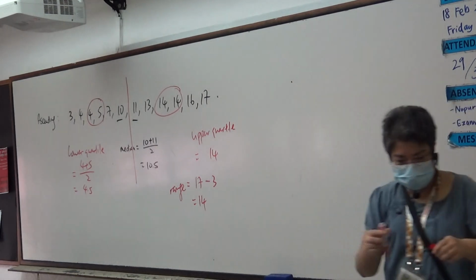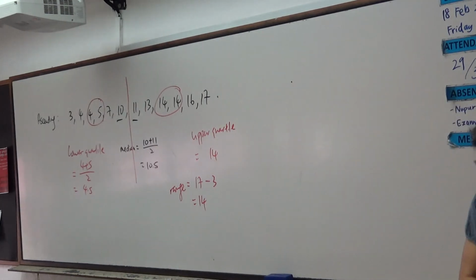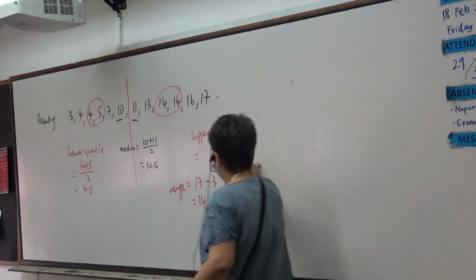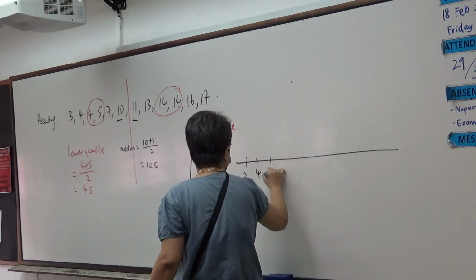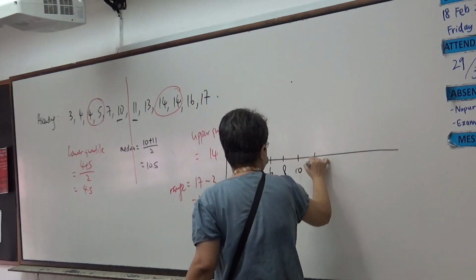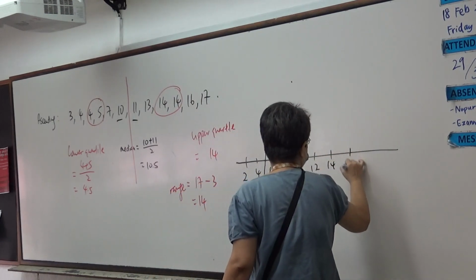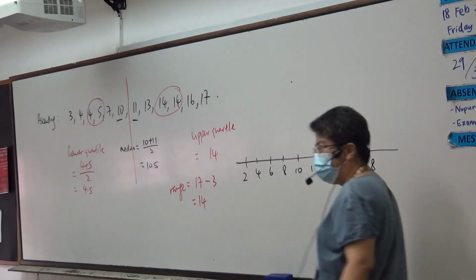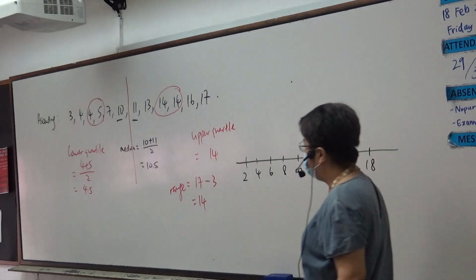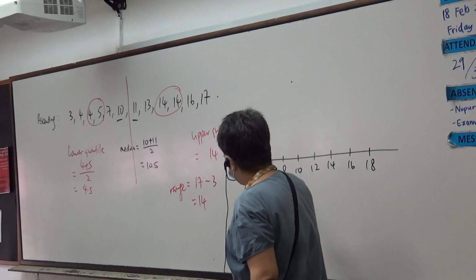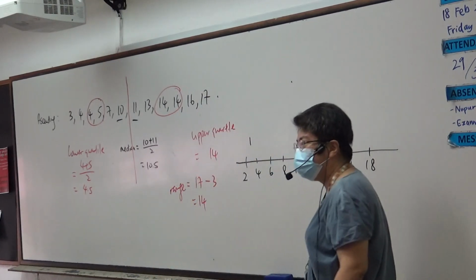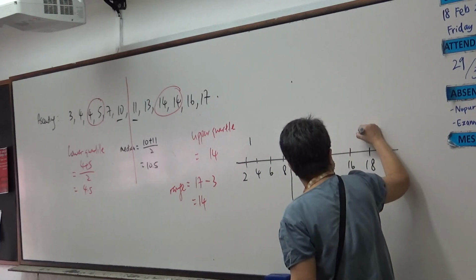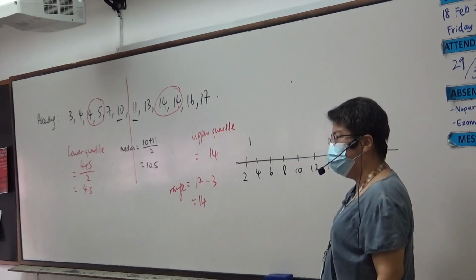Now let me just draw this scale out on the board. 2, 4, 6, 8, 10, 12, 14, 16, and 18, right? Okay, now you look. The smallest one, the whisker must be at 3, right? And this one must be at 17, right? The maximum and minimum value.